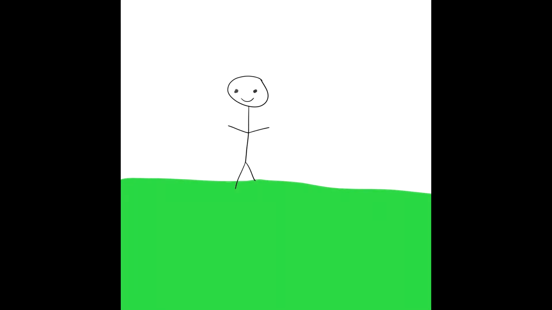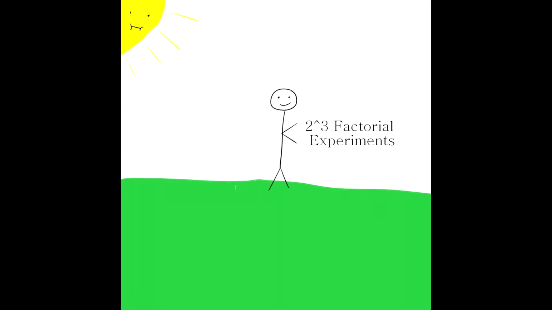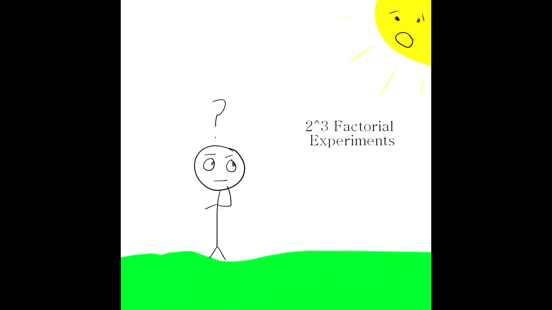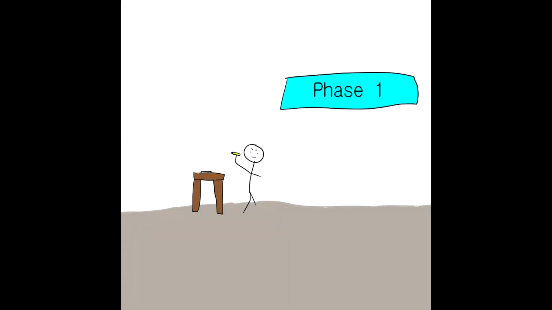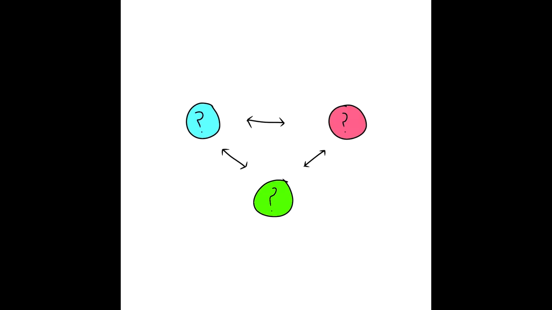I will be discussing and applying 2 to the third factorial experiments to the field of electrical engineering. First, I will break down what exactly this experiment entails. 2 to the third factorial experiments are used mainly at the beginning of analysis to determine all the possible interactions 3 independent multi-state variables will have with each other.